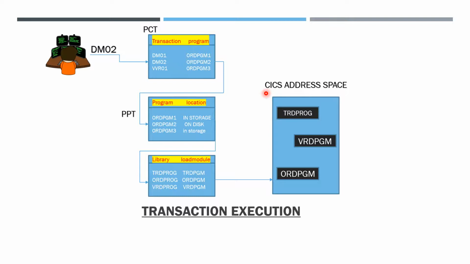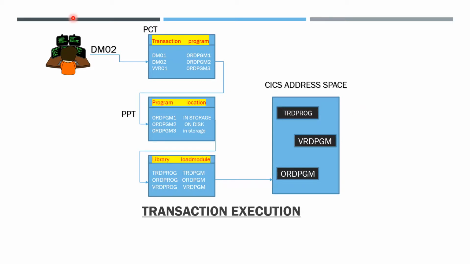Like applications, for example, an application region means that only applications will run in that application region. So like we assign regions, a region means a separate address space. Here it is the CICS program region, or CICS address space, where we will run only programs.